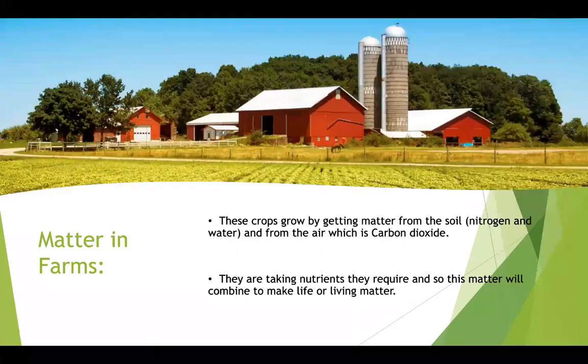So matter in farms, looking at this picture, how do these crops and plants grow? Well, these crops grow by getting matter from the soil, which is nitrogen and water, and from the air, which is carbon dioxide. They are taking the nutrients they require, and so this matter will combine to make life, or living matter.